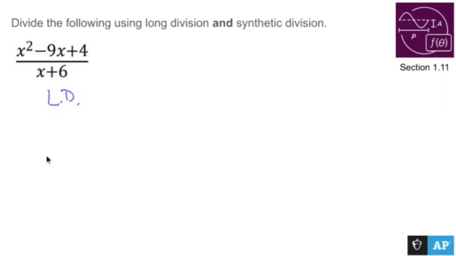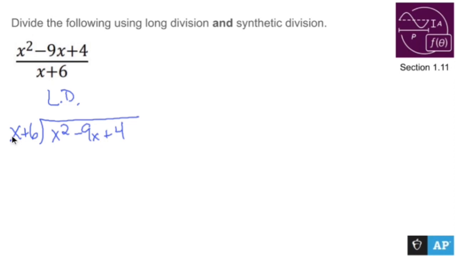Let's do long division over here. The way you set up long division is you put the denominator on the left, you put the numerator right here, and then your quotient is going to be what you get up here. So let me write this out. Now, the first step is basically like regular old long division.